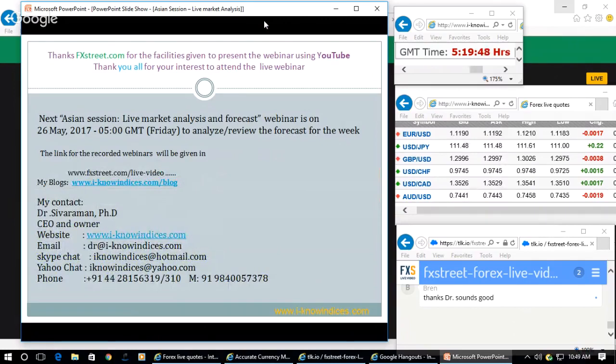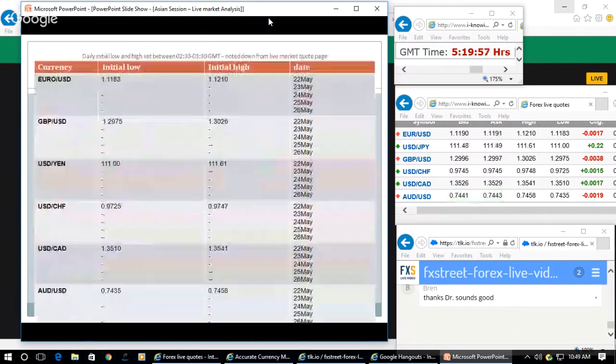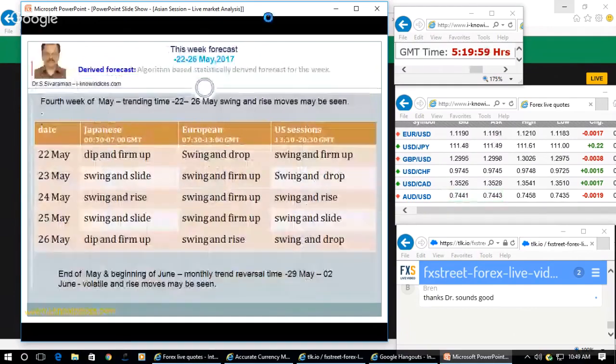So on 26th, I'll come back and review the forecast I have given and tell you how exactly the players are expected to make the moves in the market. For the benefit of those who have joined late, I'll just show you the forecast.